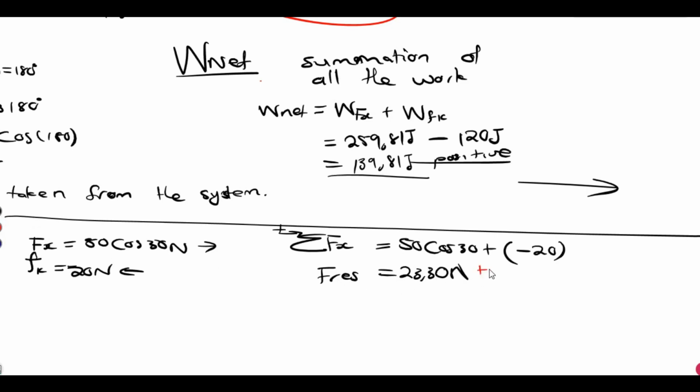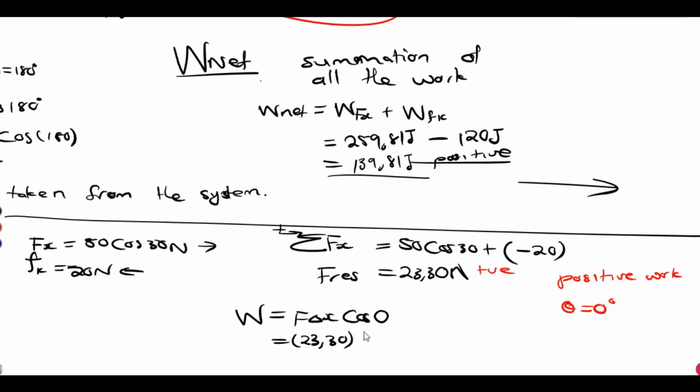Since this answer is positive, what are we expecting it to do? It's doing positive work. And if we substitute in the formula for work, we are expecting theta to be 0 degrees. So we can therefore say work done by that resultant force is equals to F delta x cosine of what? Of 0. What's the force itself? It's 23.30 times delta x, which is 6 as given, cos 0. So what's this? Times 6, which is 139.81 joules.